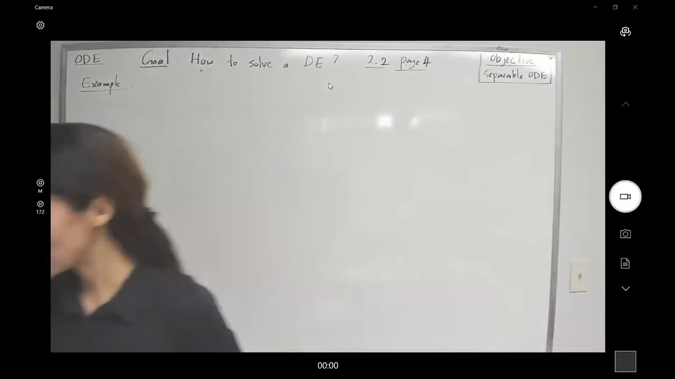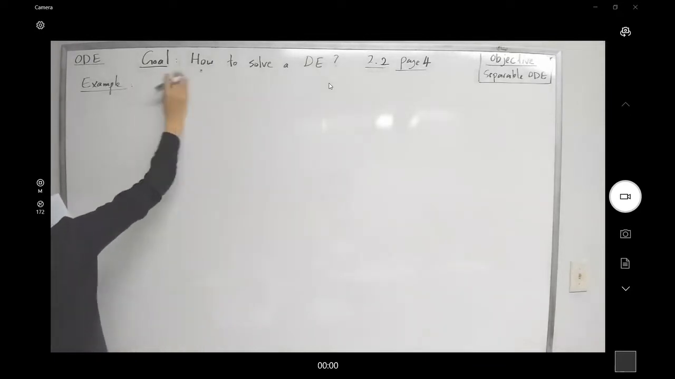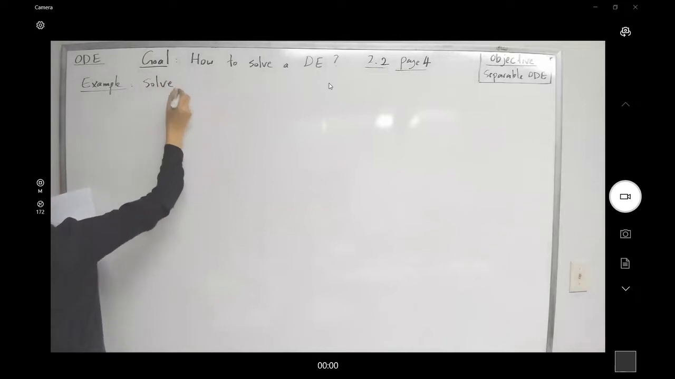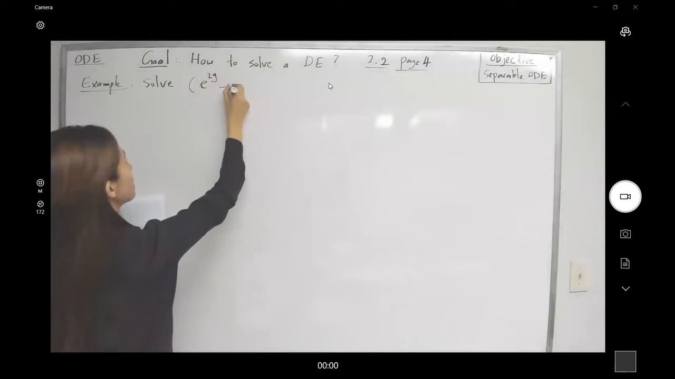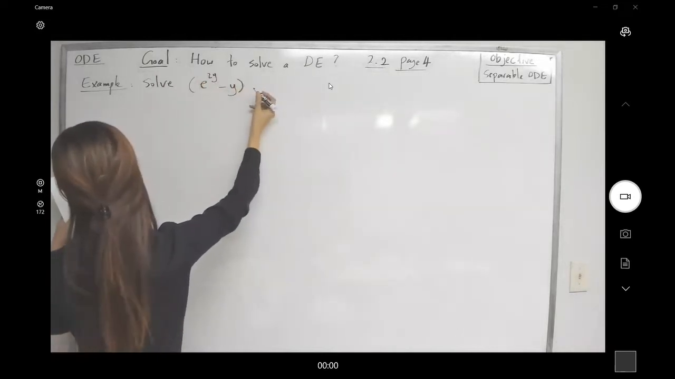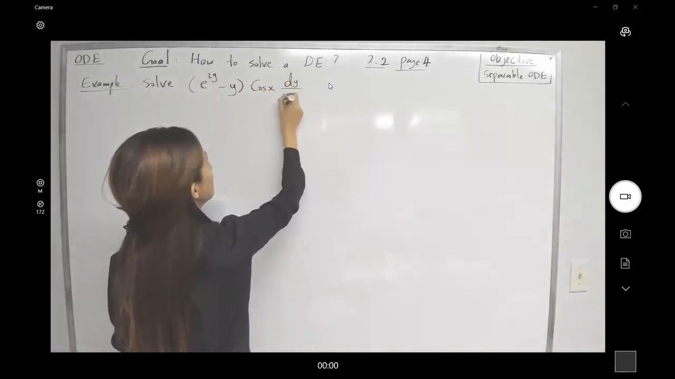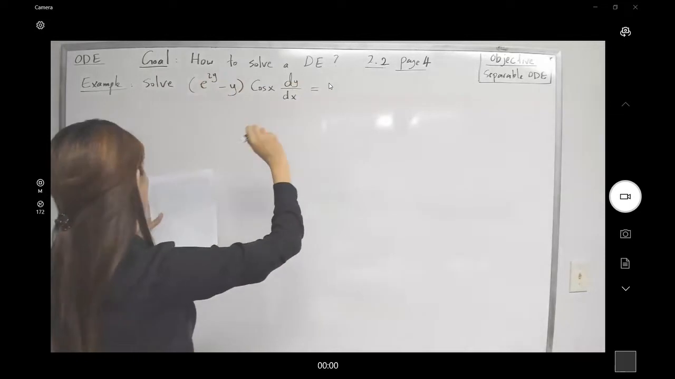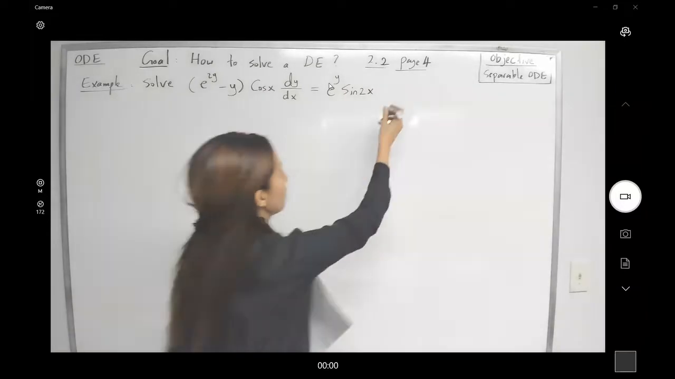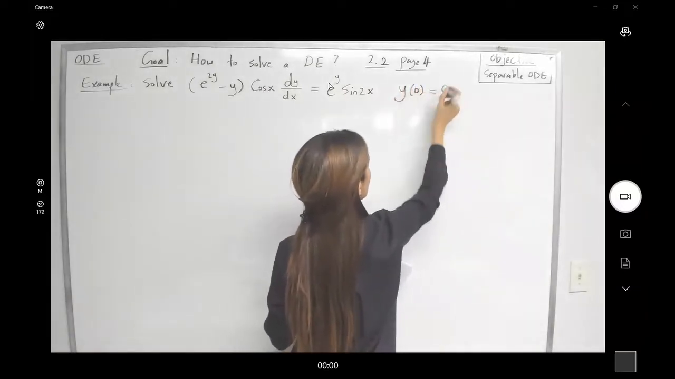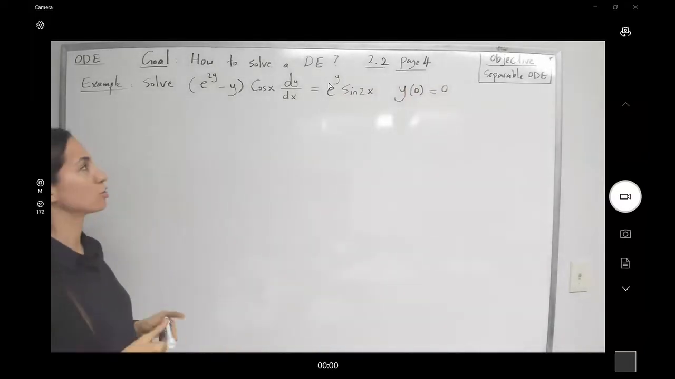Let us take a look at another example. So in this example, we have the following. Question says, solve e to 2y minus y times cosine of x dy dx, which is equal to e to the y sine of 2x. And we have the initial condition. It says, well, when x is equal to 0, your y value must be 0. So let us try to solve this.